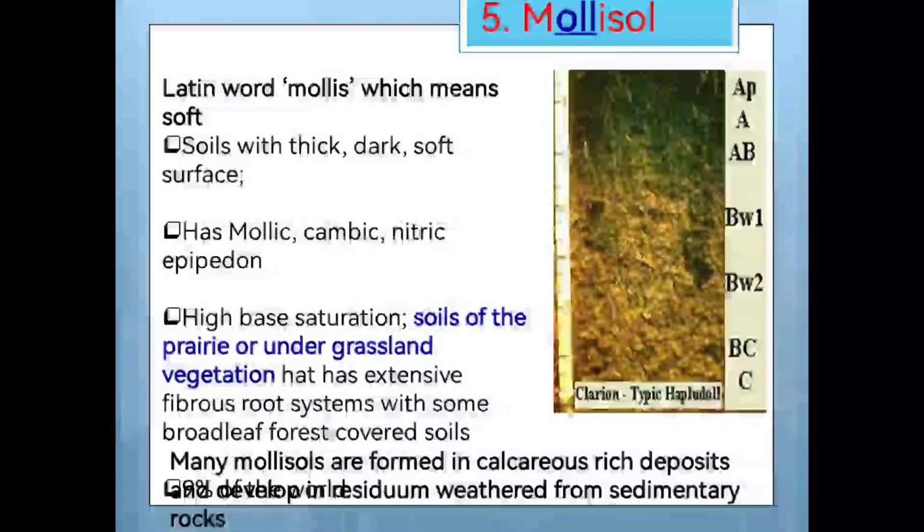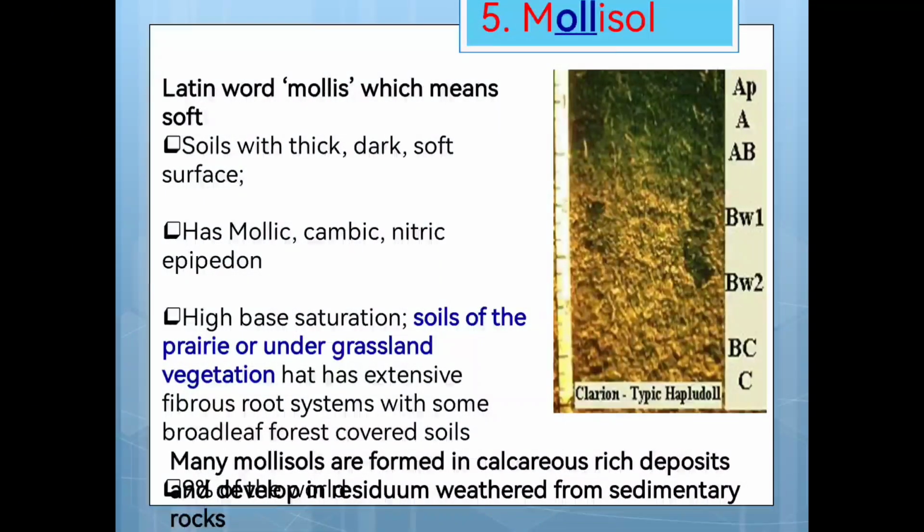Then we have mollisol. Mollisol, from the word mollis, which means soft. So these are soils with thick, dark, soft surface. It has a mollic epipedon, and they have high base saturation, and you can find them in the prairie or under grassland vegetation that has extensive fibrous root system, with some broadleaf forest covered soils.